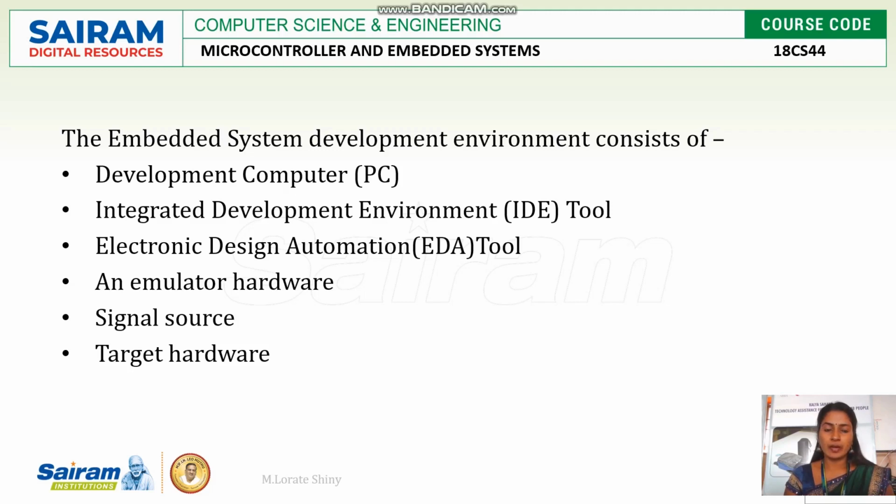Then we have emulator hardware. This is for debugging the target board. Then signal sources. Signal sources can be input sources. It may be a function generator or any other signal devices like multimeter, CRO or any logic analyzer device. Next, target hardware. That is the entire hardware in which we have the entire hardware parts.